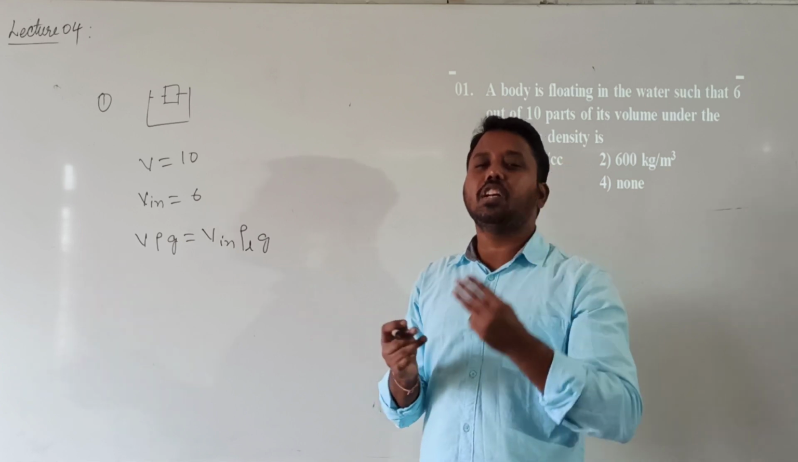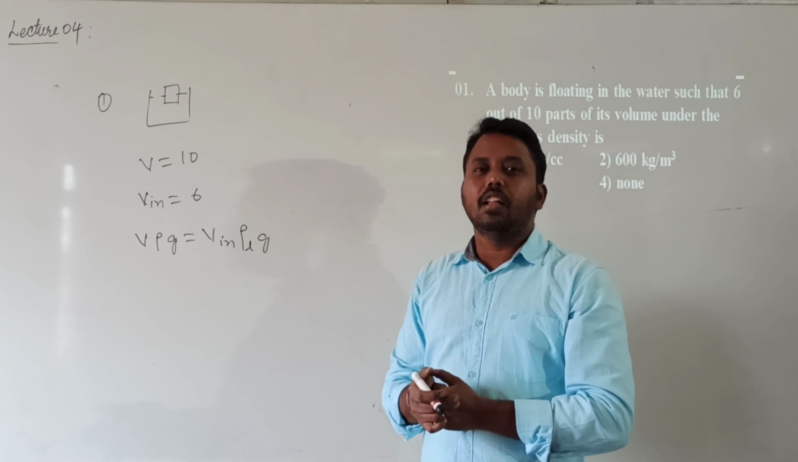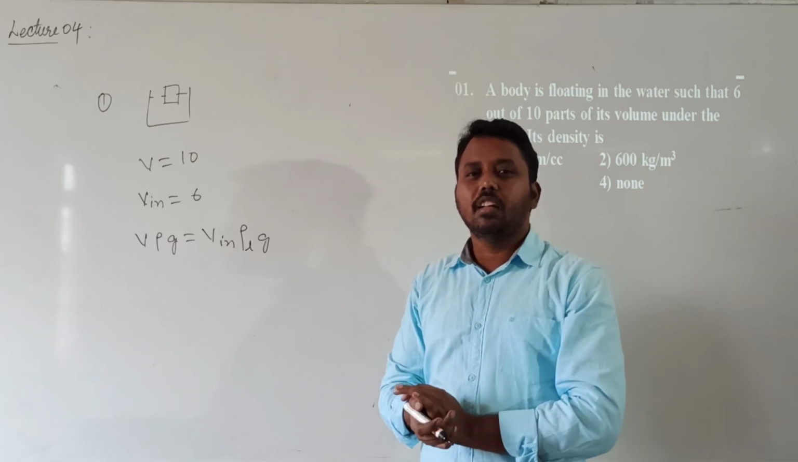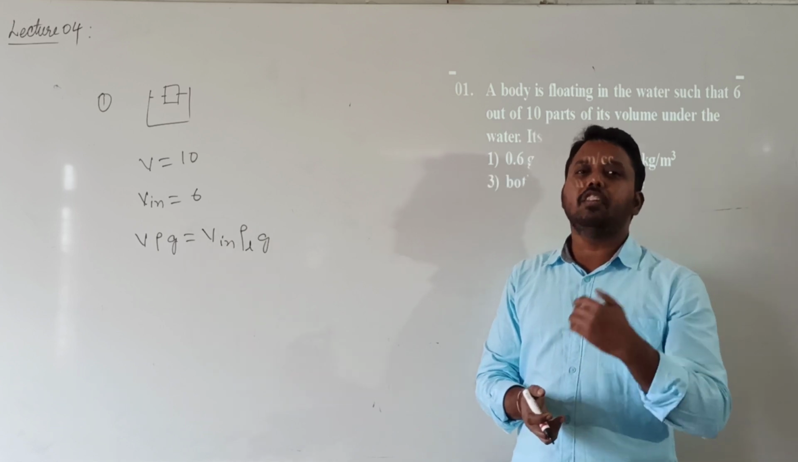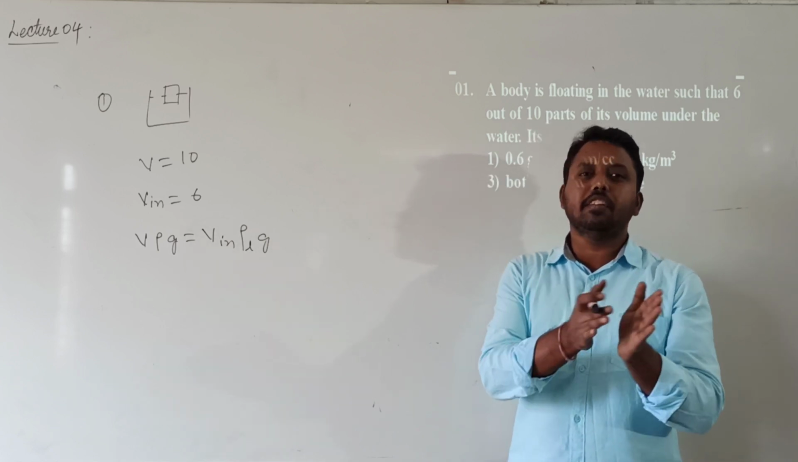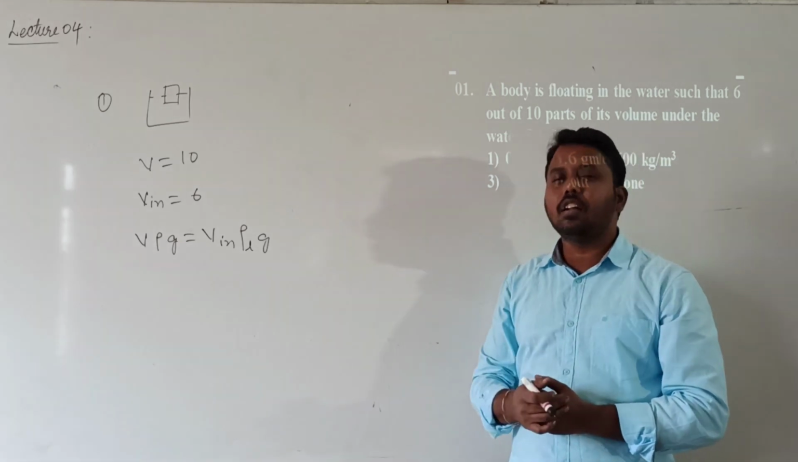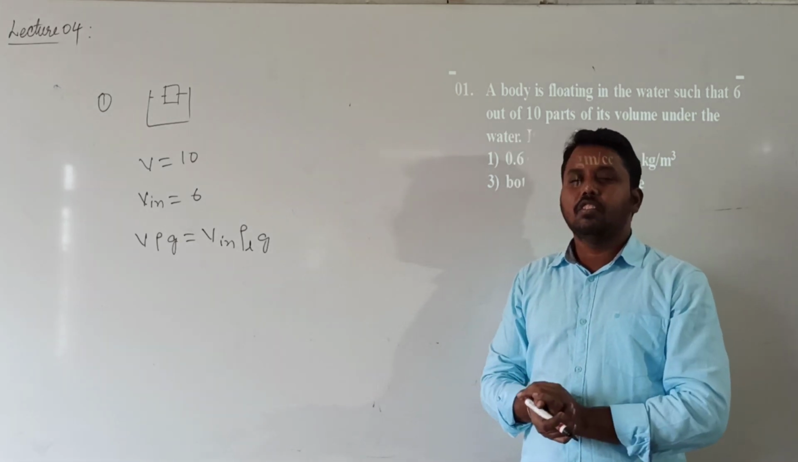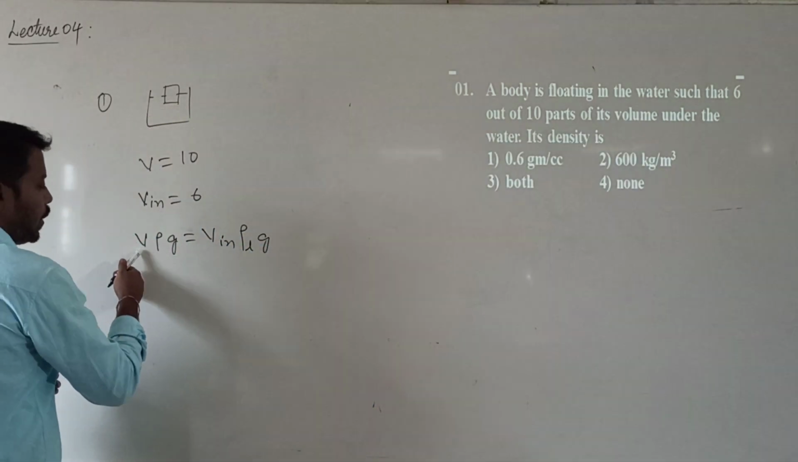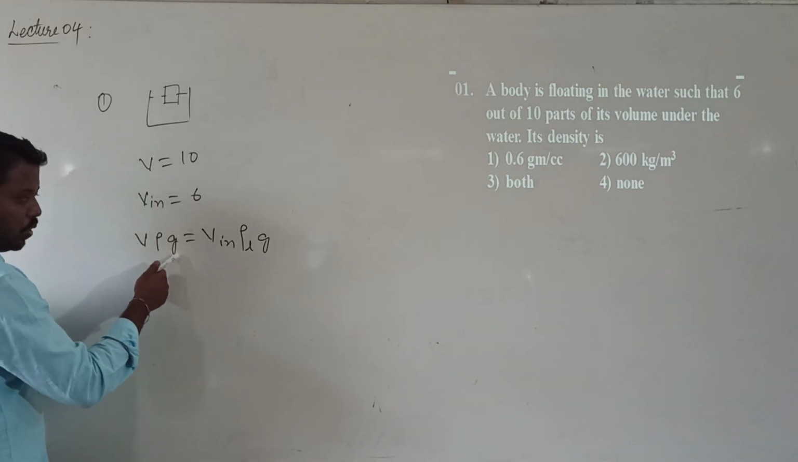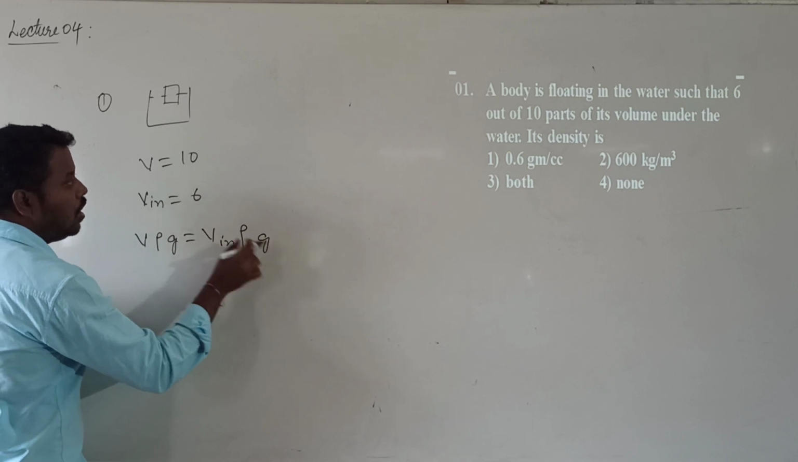There are three conditions. Whenever the density of the body is more than the density of the liquid, the body will be submerged without floating. When the density is equal to the density of the liquid, the body will submerge completely and float. When the density is less than the density of the liquid, the body will partially submerge and float. Now this is the case of a body partially submerged. For partial submerging, what happens? The weight of the body, V into rho into G, will be equal to, how much volume is there inside? V in into rho L into G.